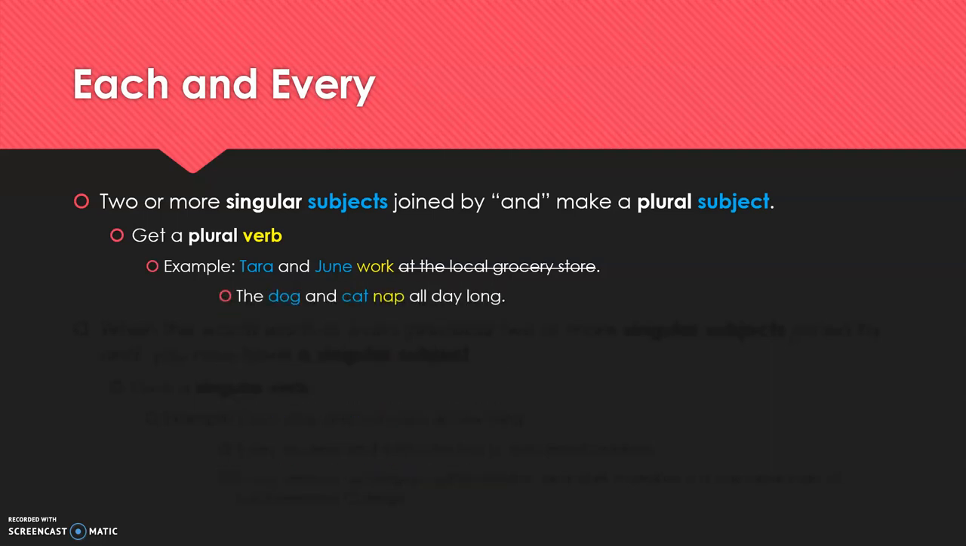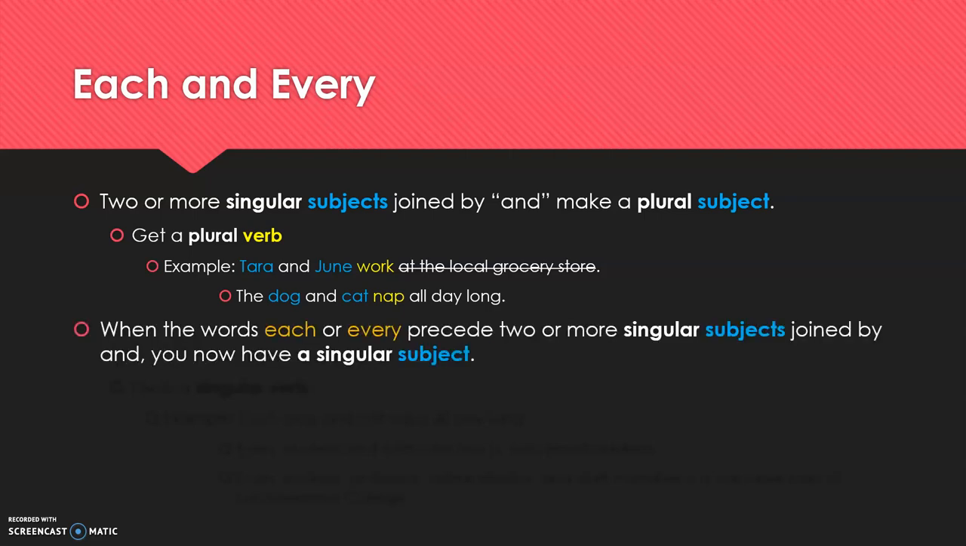Here we have a second example. The dog and cat nap all day long. Who naps? The dog and cat. Two animals napping, which gets that plural verb nap, no S.